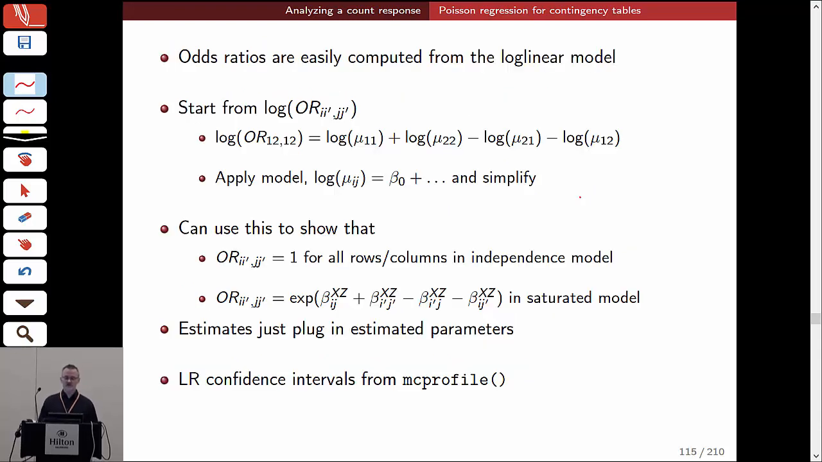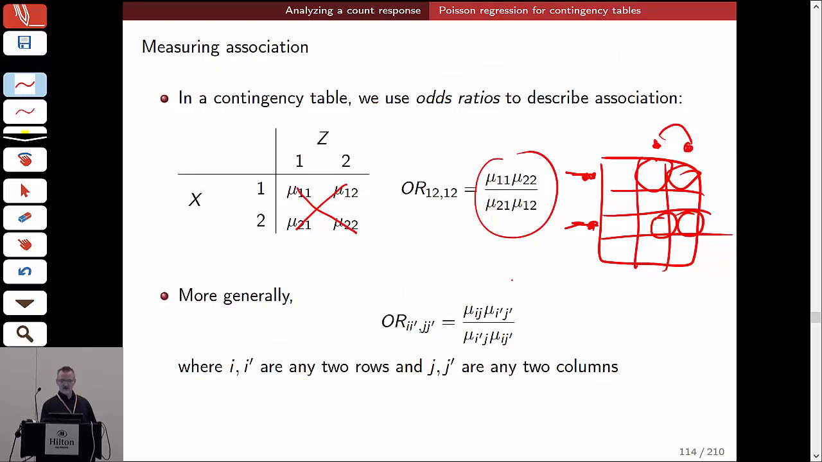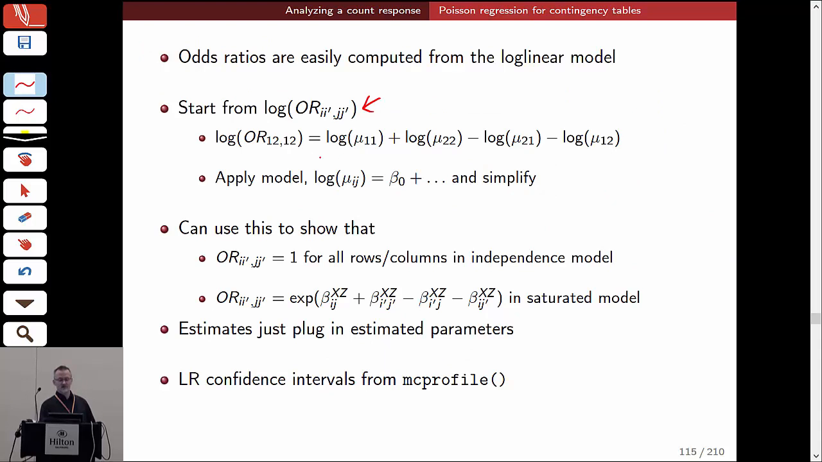So the odds ratios are easily computed from the log linear model. So you start from taking the log of the odds ratio. And when you take the log of this quantity right here, or this quantity right here, then you end up taking the log, you add together the log of the two numerator elements, and you subtract from that the log of the two denominator elements. And then a very nice thing happens. Because each of these logs is now a linear model with these parameters, a whole lot of subtraction takes place, and almost all of the terms wipe out. And the only terms that remain are the interaction terms in the model.